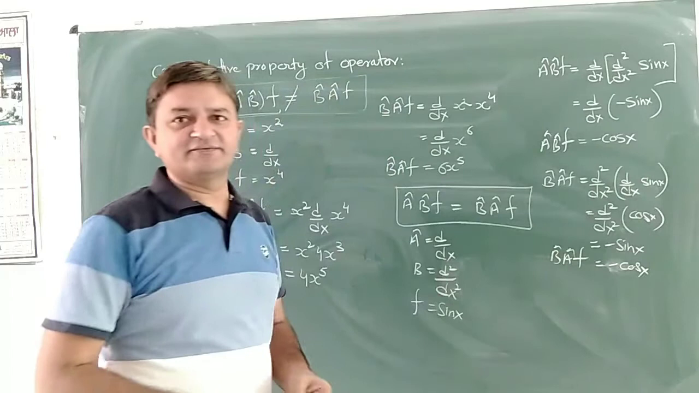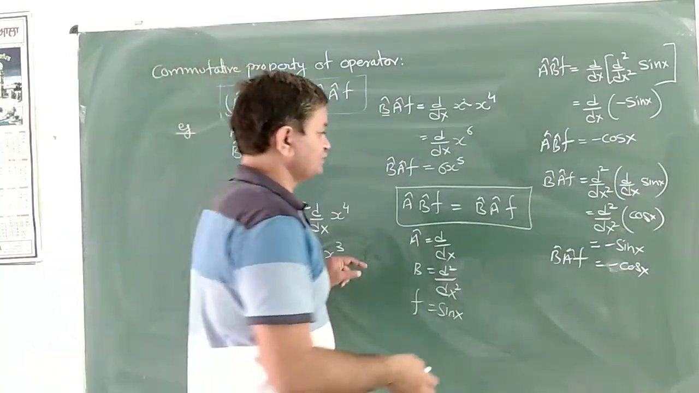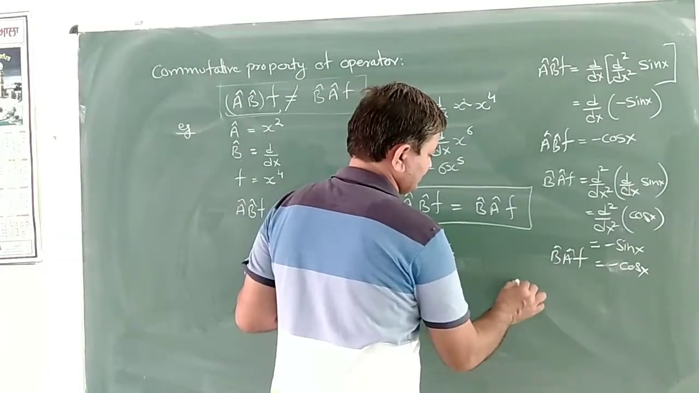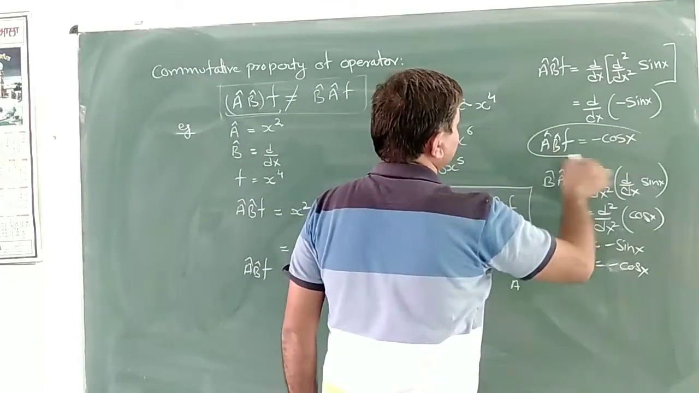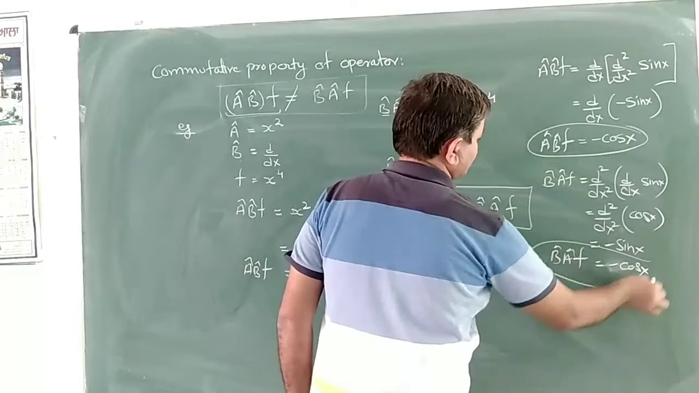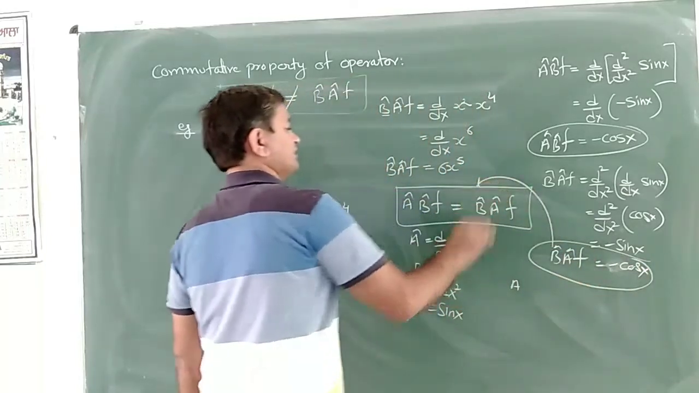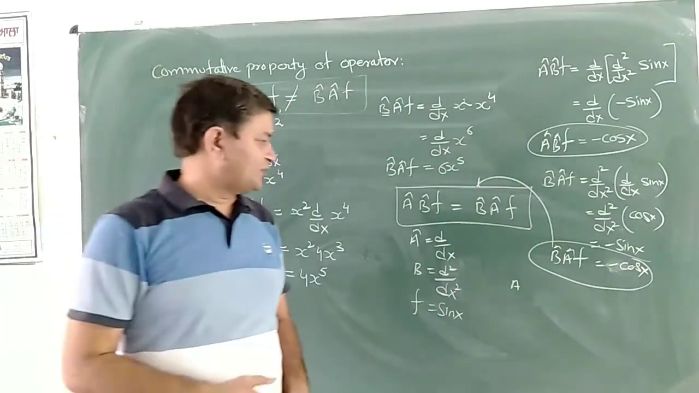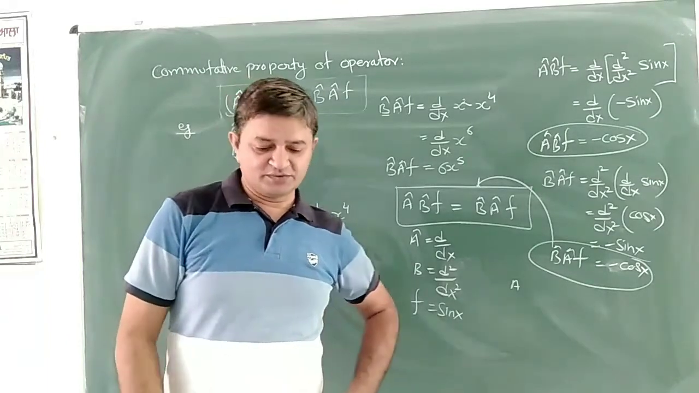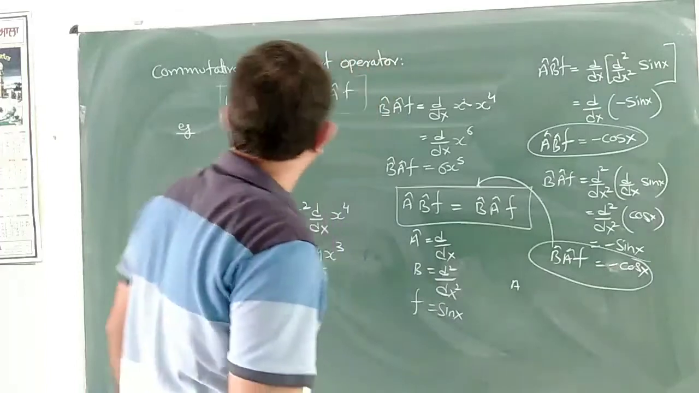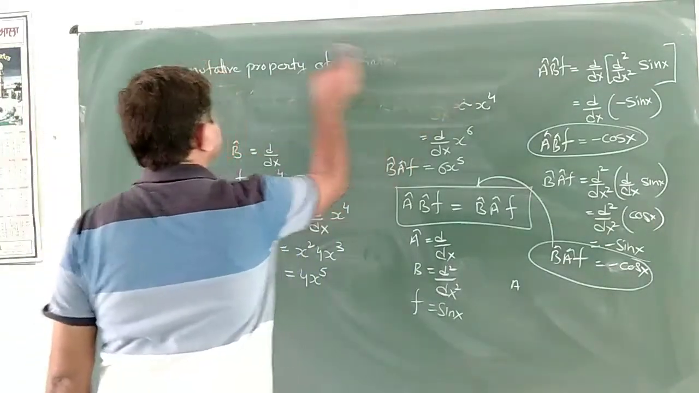So finally we will see that these two operators, that is A operator, this one जो इसका result आया था, and this one. So this is the result of that. That means to say A operator and B operator जो है वो commute करते हैं. So this is all about the commutative operator.